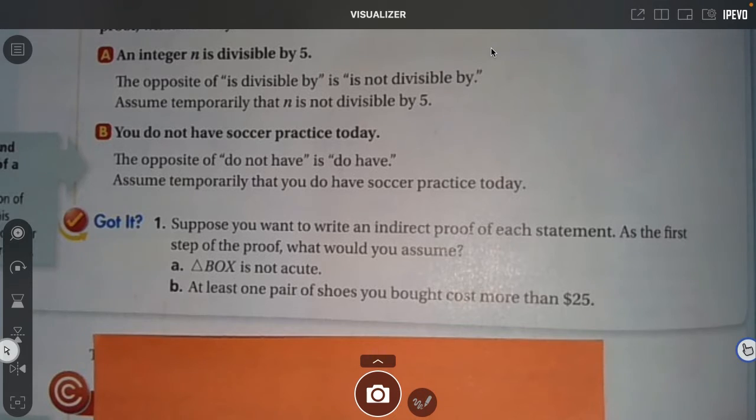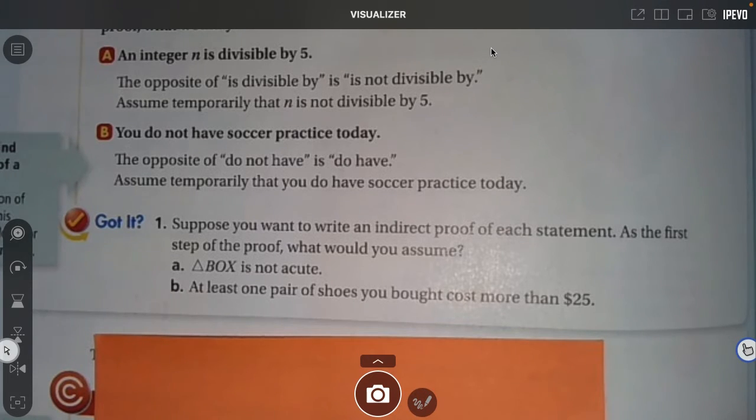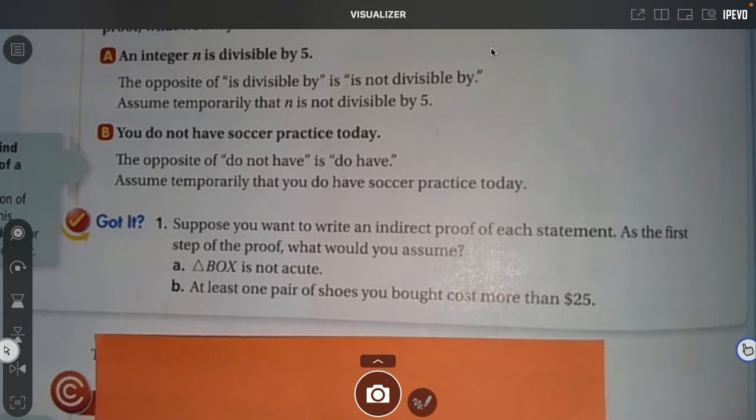At least one pair of shoes you bought costs more than $25. A pair of shoes doesn't. Or you could say assume temporarily, at least one pair of shoes you bought did not cost more than $25. When do you switch it back? We do the opposite every time. That's the very first sentence in your proof is the opposite. It's called an indirect proof.